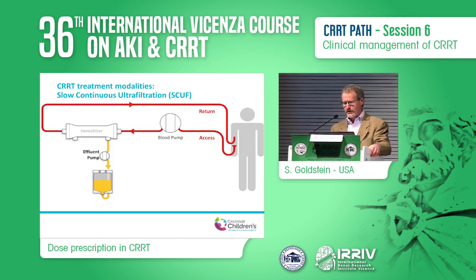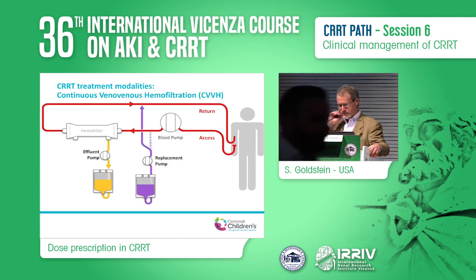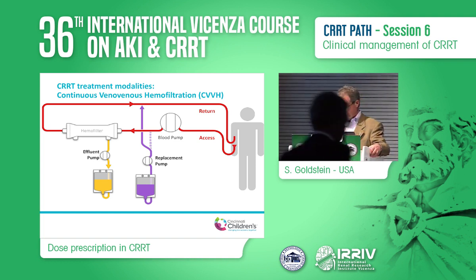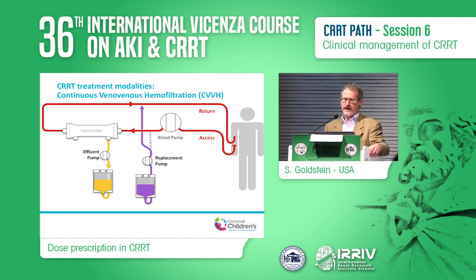If we look at this schematically, slow continuous ultrafiltration just removes fluid, plasma water, and while there is some amount of clearance, it is only the clearance of the molecules that are in the effluent bag. When we add replacement fluid, either pre or post filter, we generate a convective clearance that is equivalent to the clearance of replacement fluid, and that fluid is, mL for mL, minute for minute, removed at the same rate as the fluid is replaced.